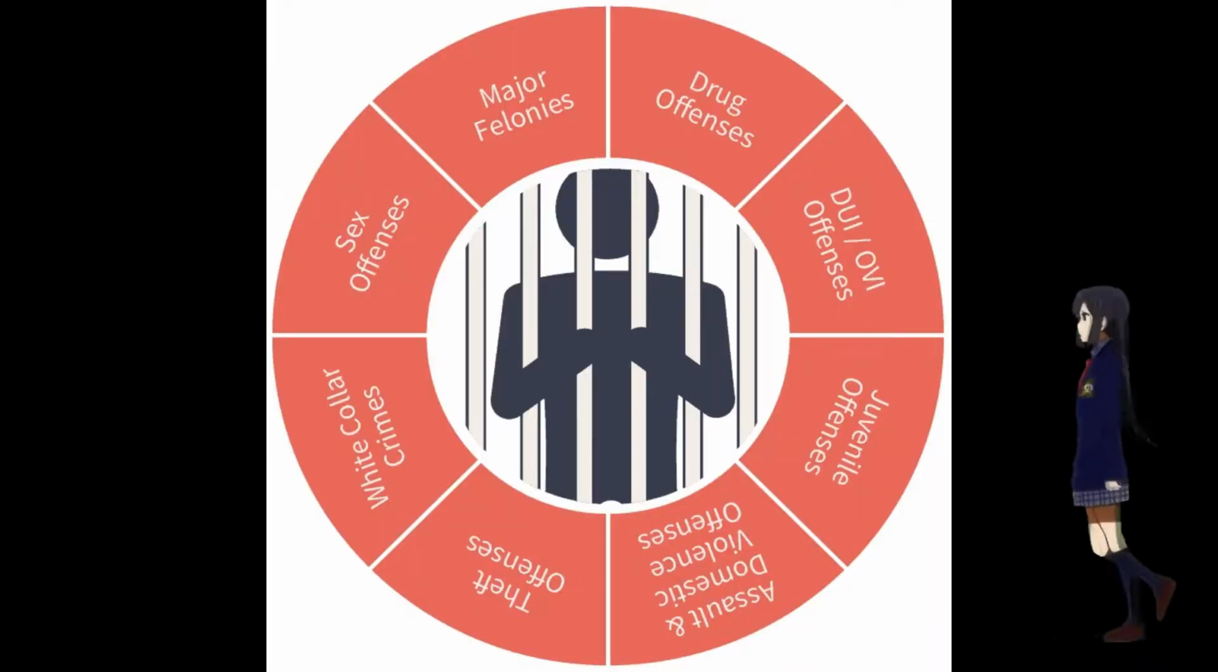There are obviously many more different types of crimes, such as major felonies, drug offenses, driving under influence offenses, meaning they are involved with alcohol, juvenile offenses, assault and domestic violence, other kinds of theft, white-collar crimes, as well as sex offences.